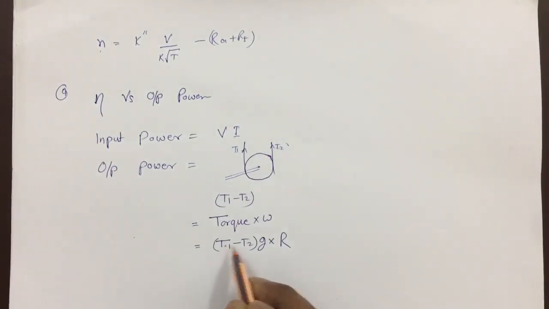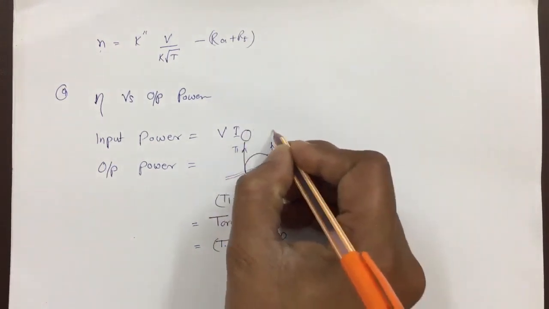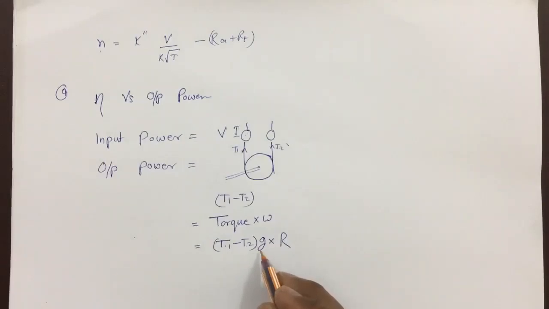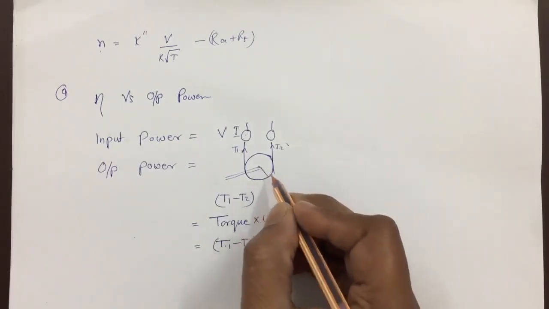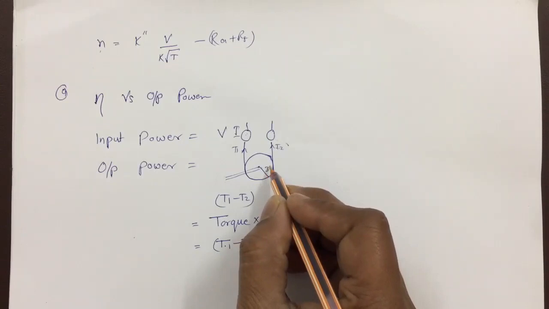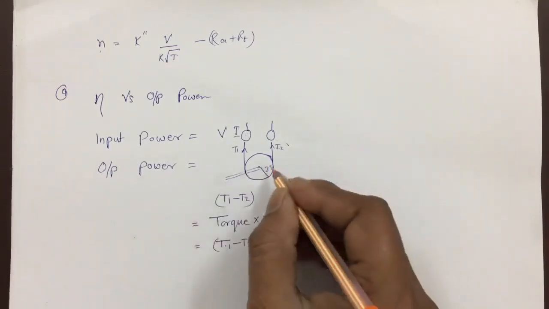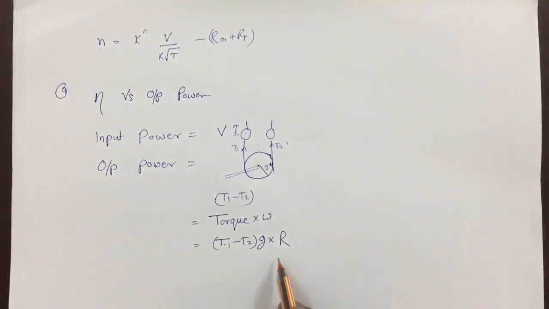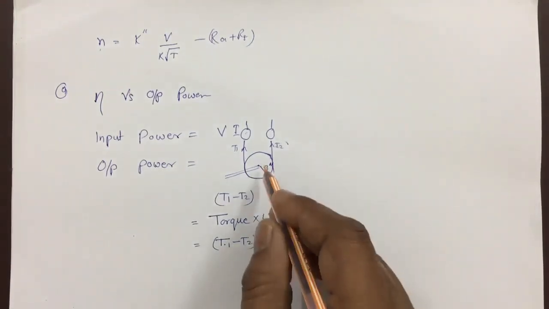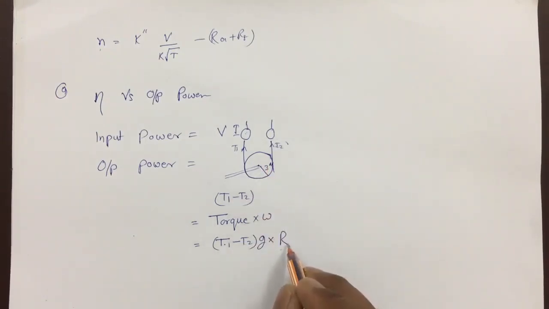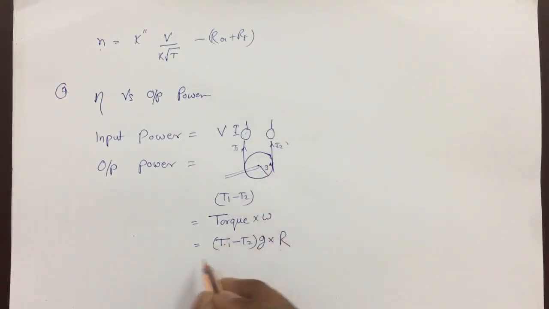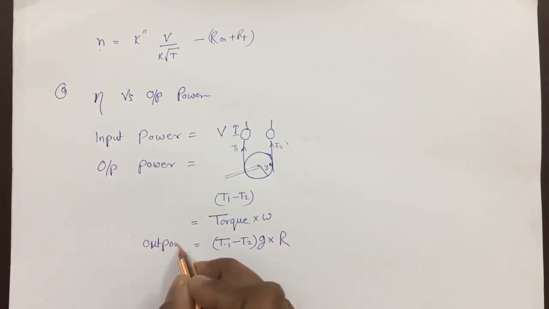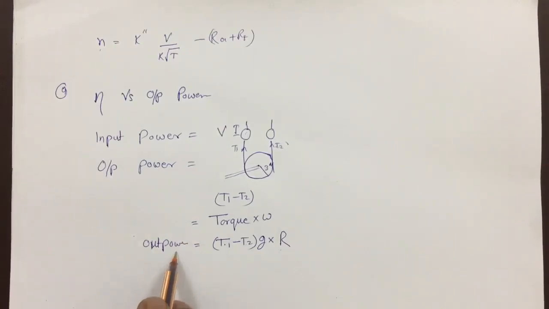You will read this T1 and T2 from the tension meter that is placed here. g, you know, and R will be provided to you, that is 3 inch. I think this is written there, I will show you after some time. So R is 3 inch. Once you know these three things, then you can find output power. Output power is known to you.